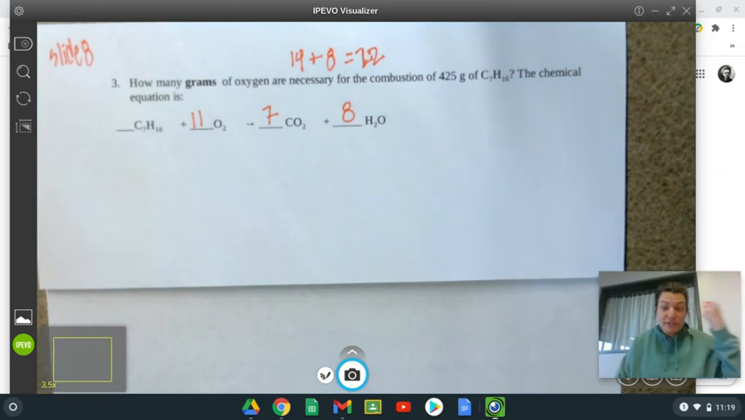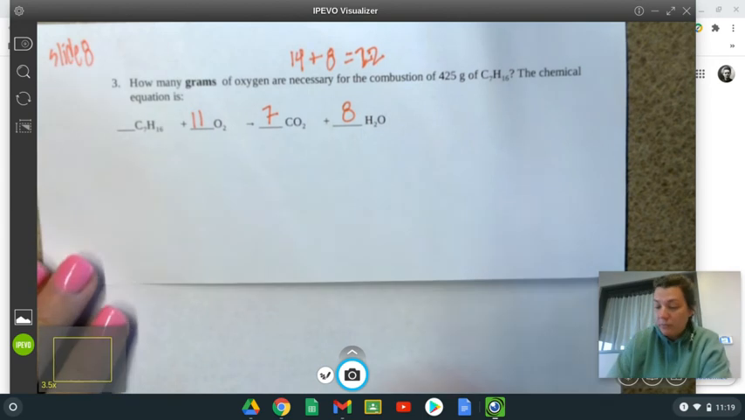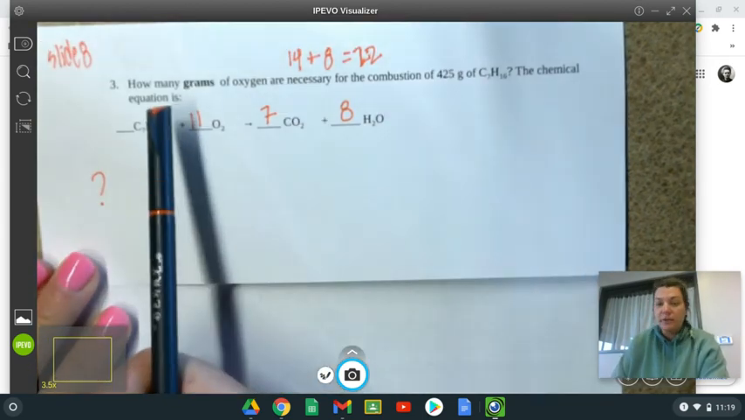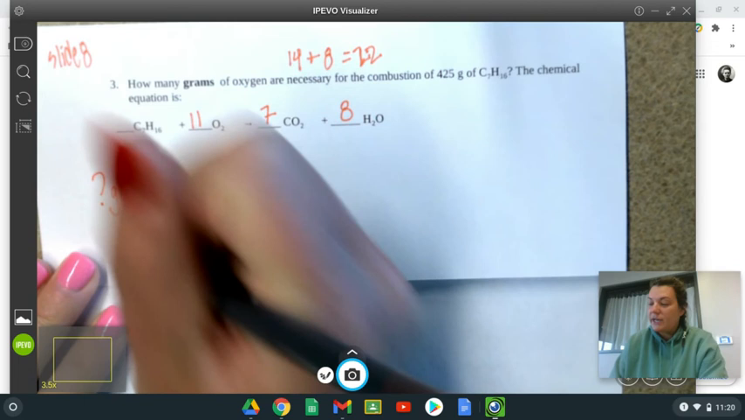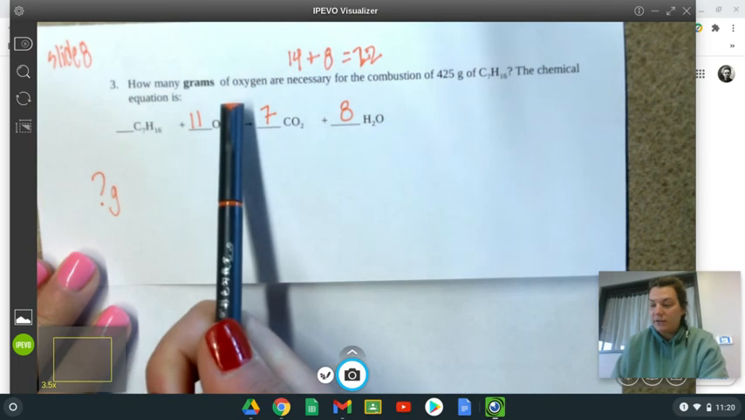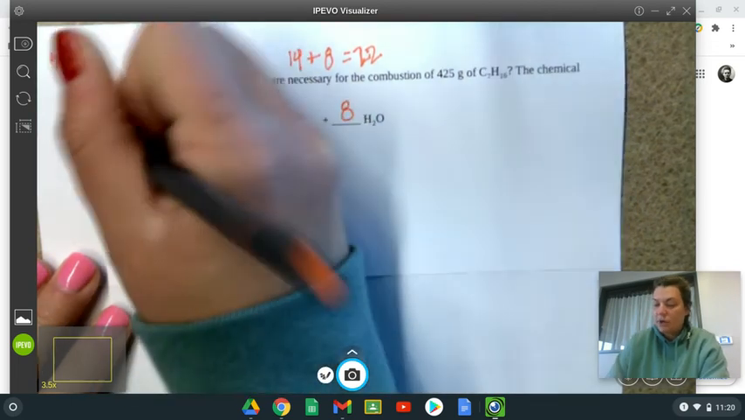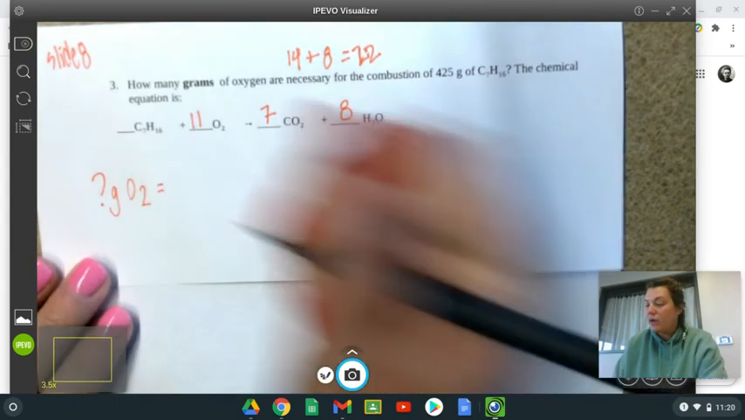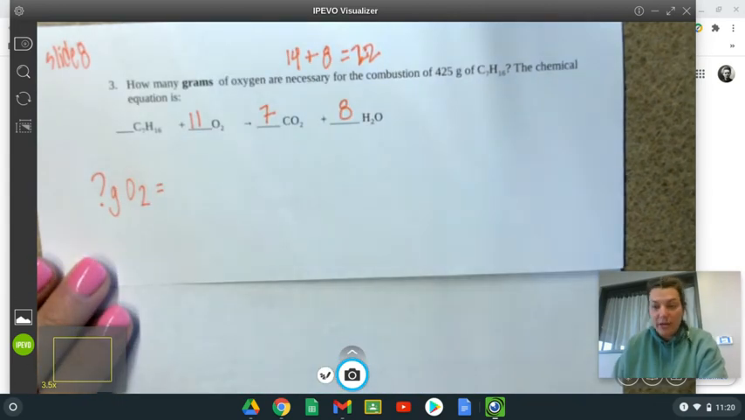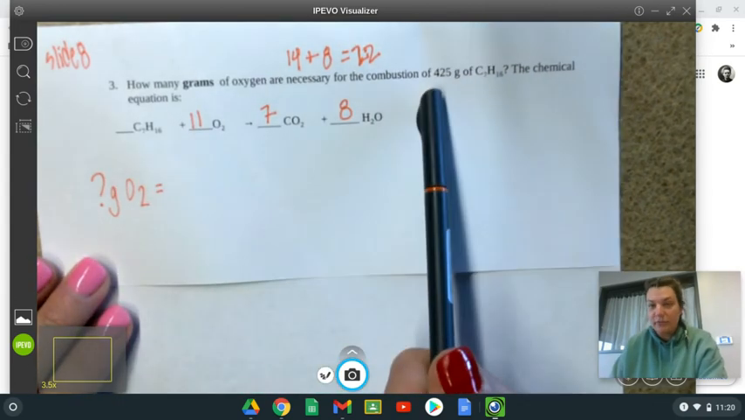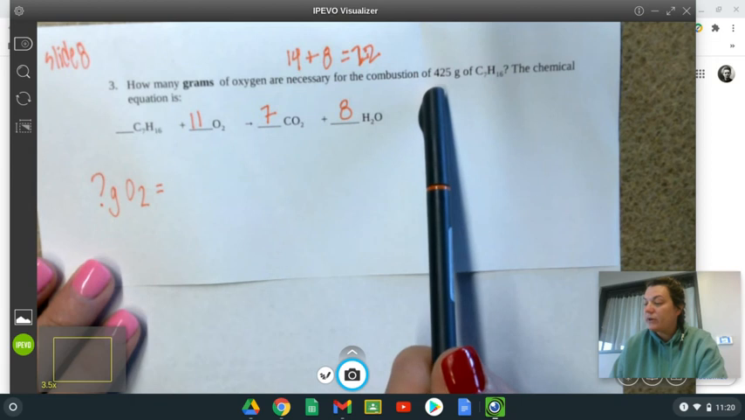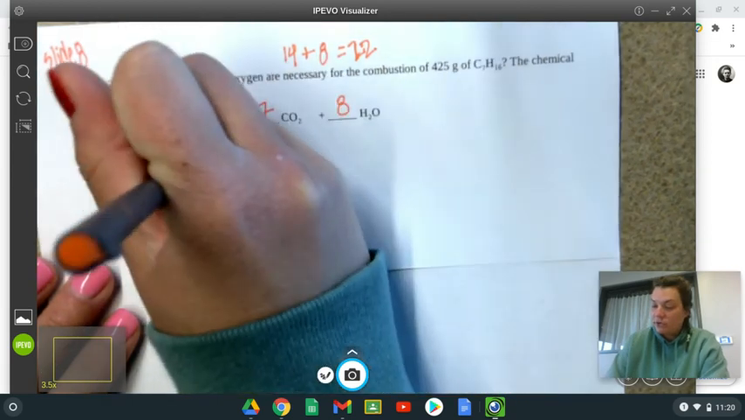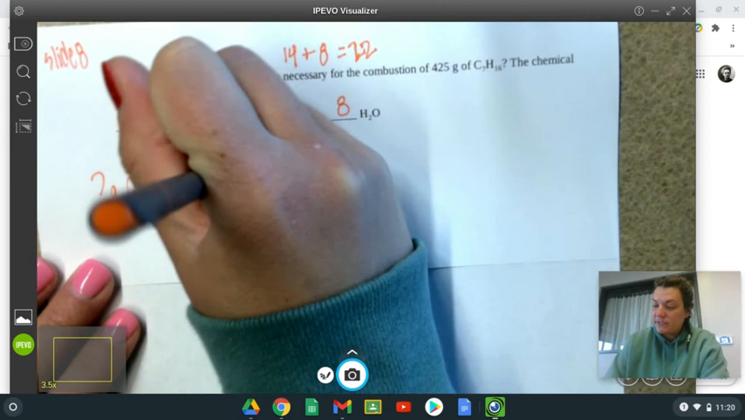And then I'm just going to do the same thing that I've done in the past. I'm going to say question mark. What am I looking for? In this case, the question mark is grams. So I'm going to put grams. And it's specifically asking for oxygen, which is right here, O2. Equals, what's my given? I don't even have to read the question again. I just go where the number is because that's the given, right? And it says 425 grams of C7H16. So I'm going to say 425 grams of C7H16.